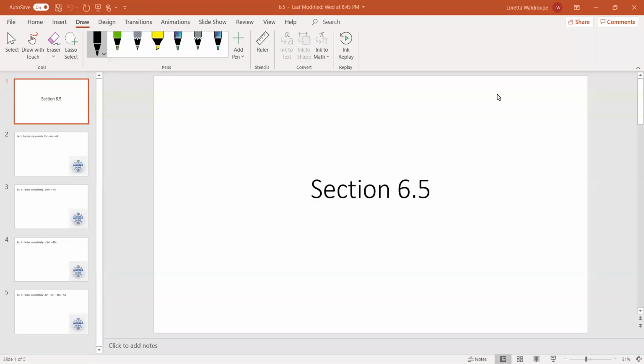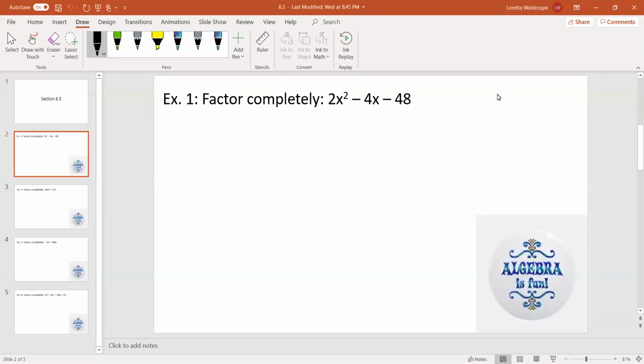This is your lecture for 6.5. In this lecture, we're taking everything we've learned in sections 1, 2, 3, and 4 and throwing them into one section. So instead of telling you what formulas to use to factor, you have to look at it and determine what to use. Okay, the first thing you always look for is a common factor.